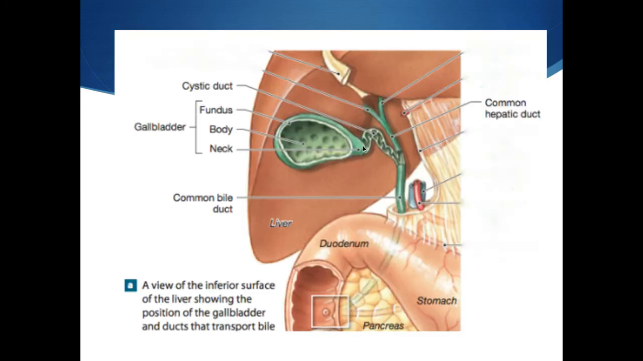Now we can see cystic duct coming from the gallbladder here. So here's cystic duct. We see hepatic duct coming down from the liver. And then they're going to meet up and form that common bile duct right here. We can actually trace common bile duct all the way down, and we can see how it drops its contents off into the small intestine.